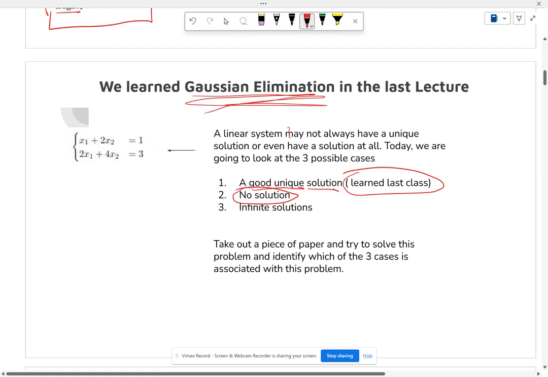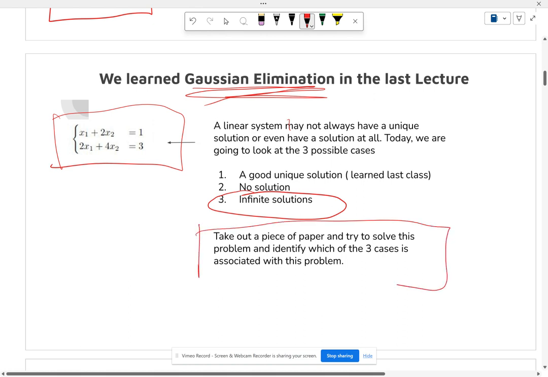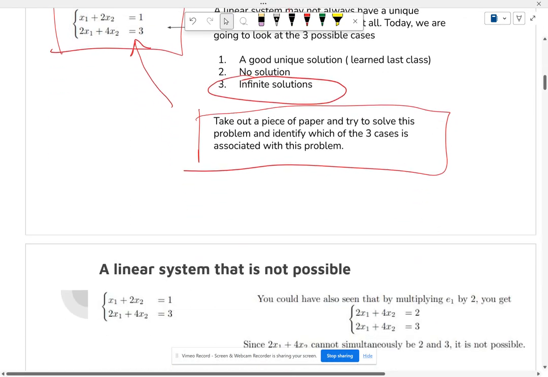In case number two, a solution is not possible. There's some kind of contradiction. And case number three is when you have infinite solutions. Now, given this, take out a piece of paper, pause the video, and see if you can figure out which case this one is. All right, pause the video because I'm going to move on.